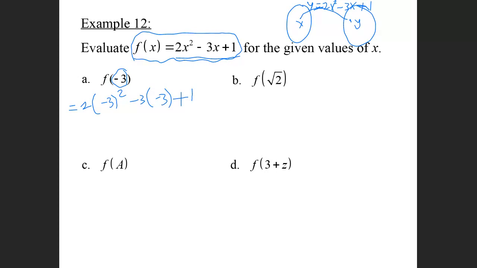What's the final answer of this operation? Two times 9 plus 9. Okay, thank you, sir. So 28. So when you have x equals to minus 3, the image would be 28.